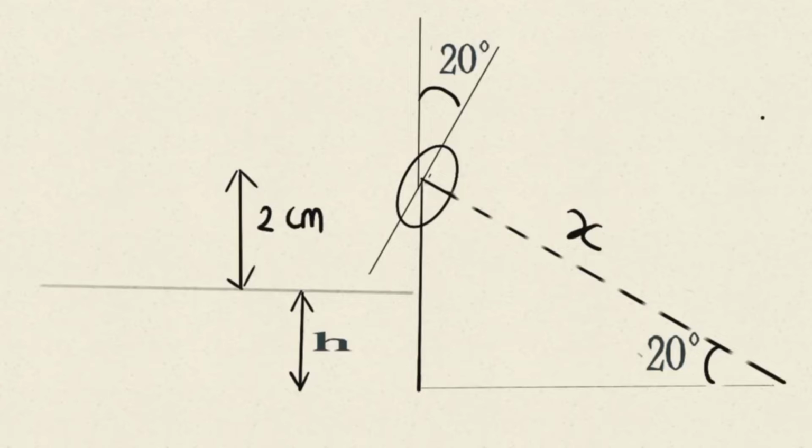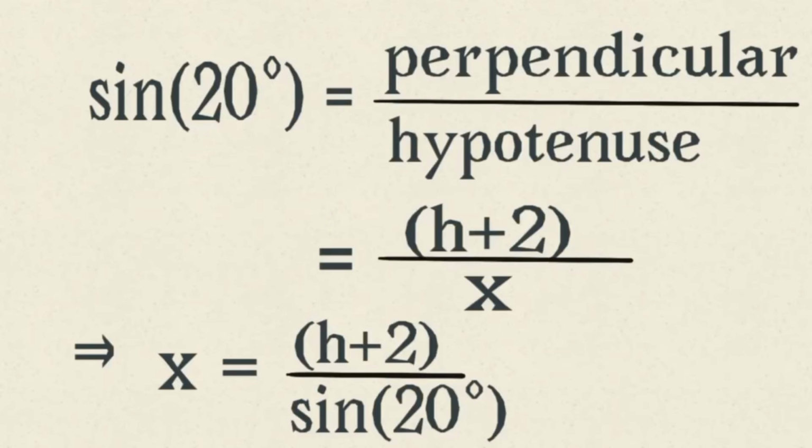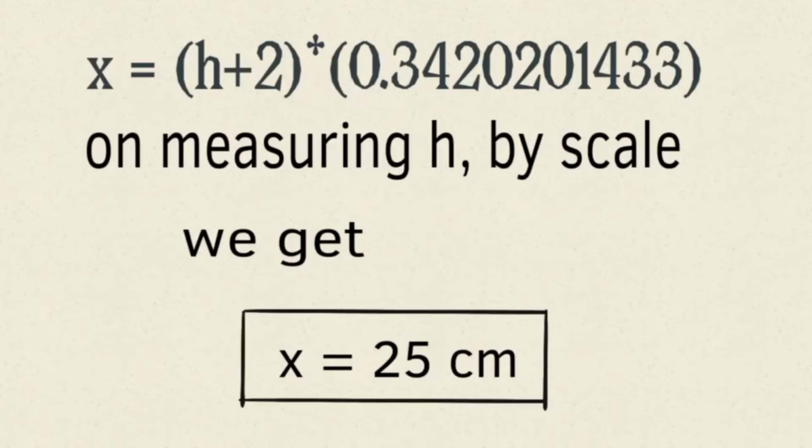Above the cardboard there is 2 centimeters and there is a height h. So in this triangle we will calculate x. By using sine theta is perpendicular upon hypotenuse, so sine theta = (h + 2) / x, so x is (h + 2) over sine theta, so that is (h + 2) into the value of 1 by sine theta. So on measuring the value of h, here we get x equals 25 centimeters.